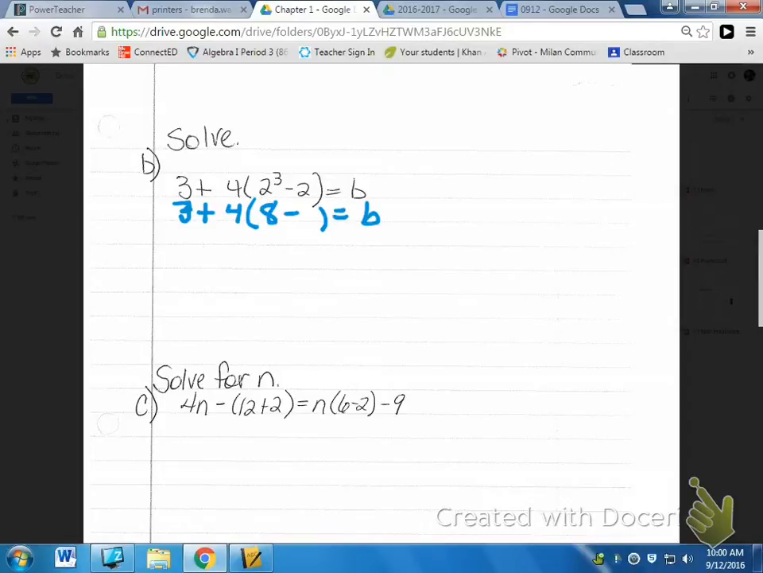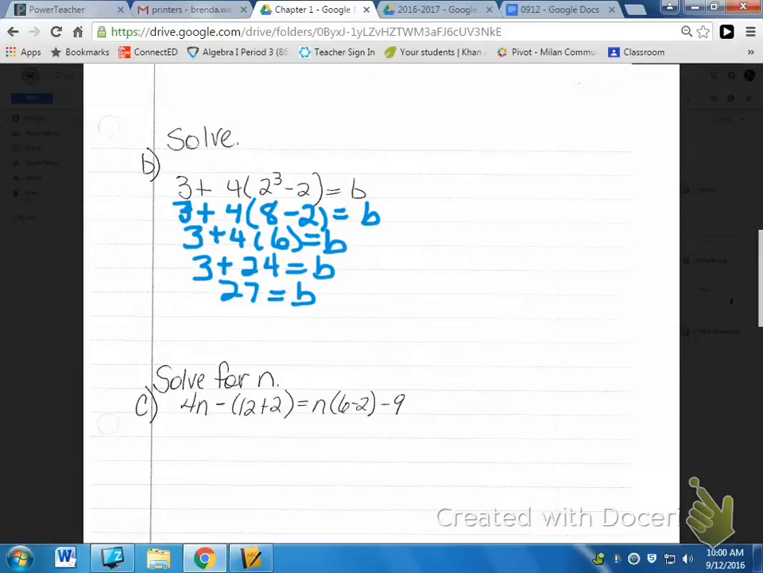8 minus 2, and you set that equal to B every time. All right, next, Octavia, what do I do? Yeah, so 3 plus 4 times 6 equals B. All right, next. 4 times 6, which is 24 equals B. And last, 27 equals B. Okay, 27 equals B.